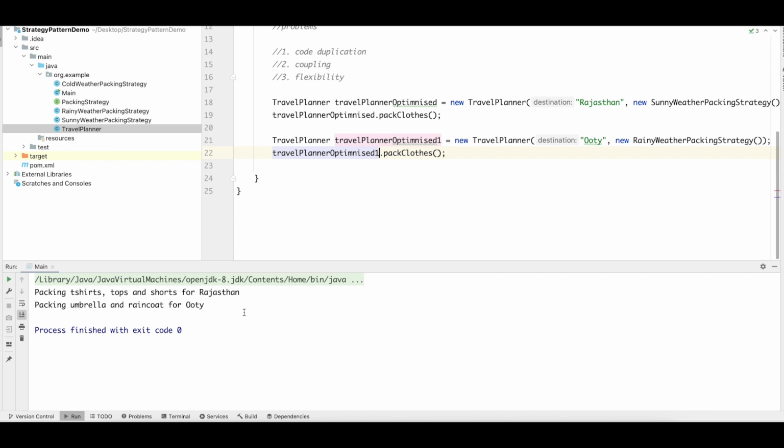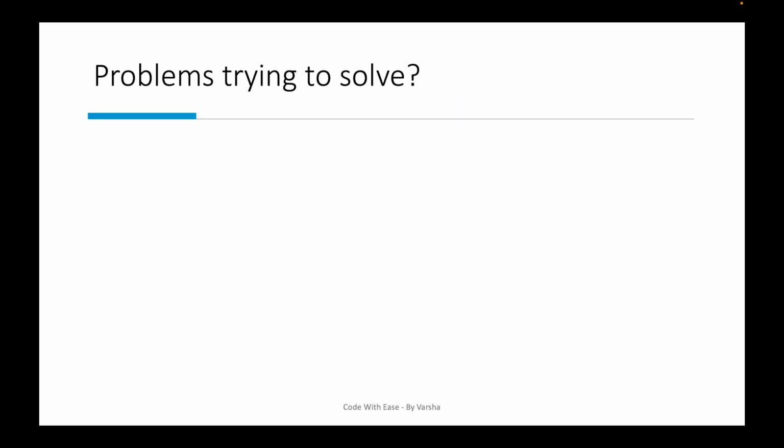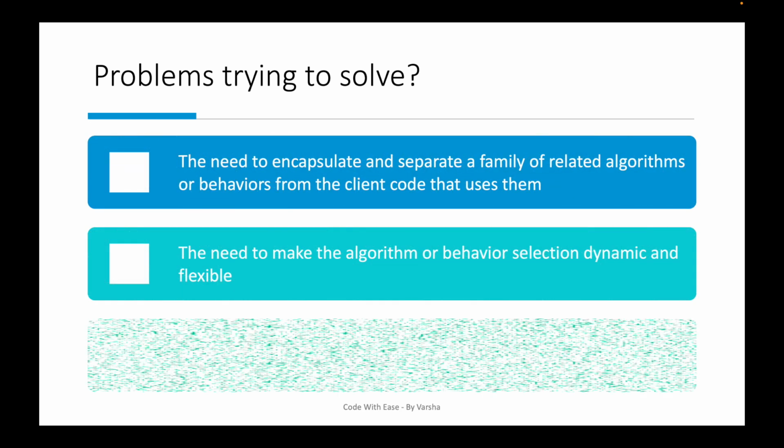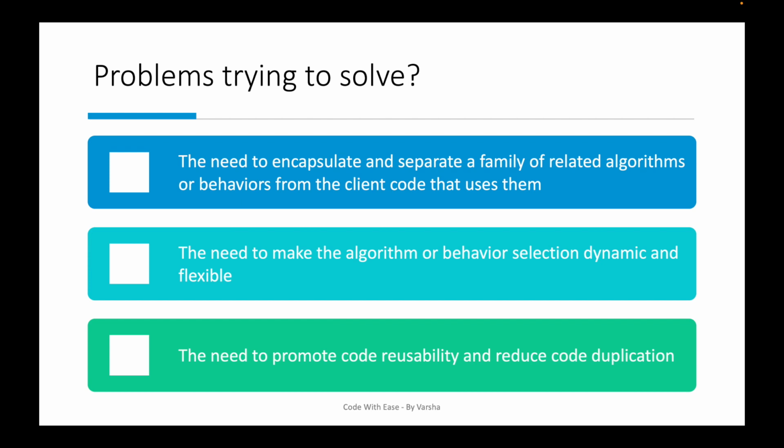So this is about the optimized code where we have created an interface for the packing strategy and separate concrete classes based on the weather conditions. So what are the problems the strategy pattern is trying to solve? Basically, there are three needs that the strategy pattern is trying to solve. Firstly, like we said, the weather condition based packing strategies are a family of strategies. Just that the weather condition is changing, but the core logic remains the same. So when we are using strategy pattern, what we are trying to address is we're trying to separate a related family of classes from the client code.